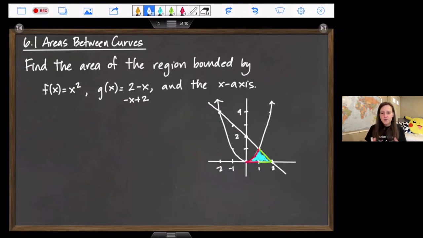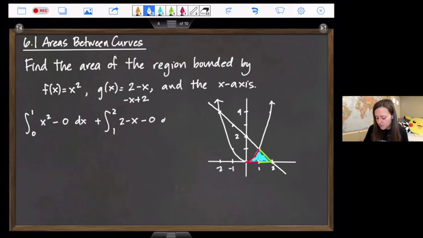So for the red part that I have drawn there, we need to go from 0 to 1 on the x-axis. Our top curve is the parabola, x squared. Our bottom curve is the x-axis, which is just y equals 0. Then we're going to add to that a second integral where we're going to go from x equals 1 to x equals 2. Now our top curve is the line 2 minus x, and our bottom curve is still the x-axis, which is y equals 0.